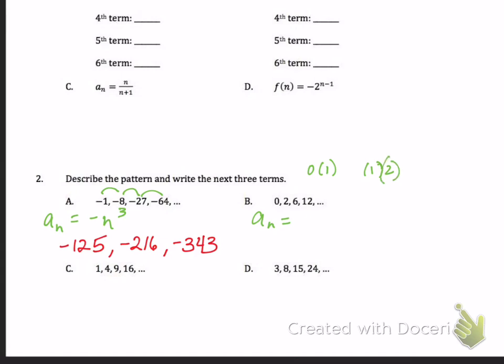Then if I'm plugging in n equals 3, how do I get to 6? 2. So 2 times 3. If I'm plugging in n equals 4, what times 4 gives me 12? 3. 3 times 4. So do you see any sort of pattern? Times 1, times 2, times 3, times 4. So 0 times 1, 1 times 2, 2 times 3, 3 times 4.